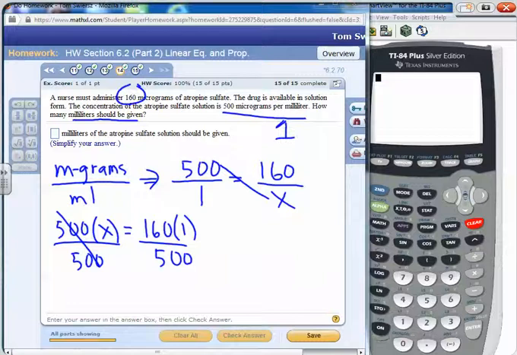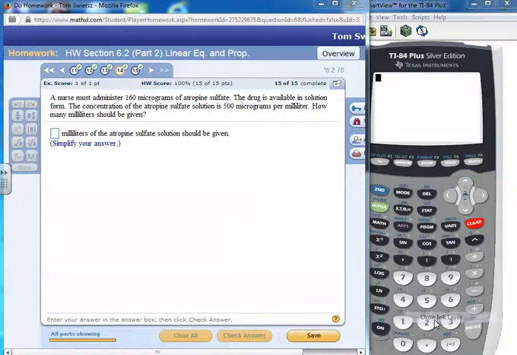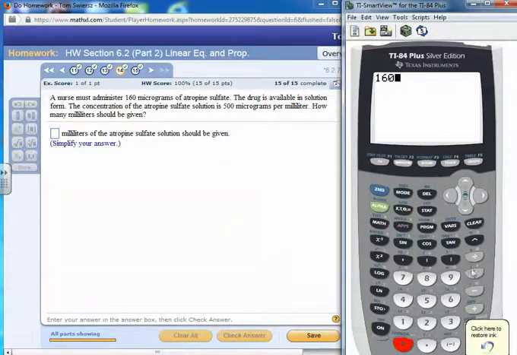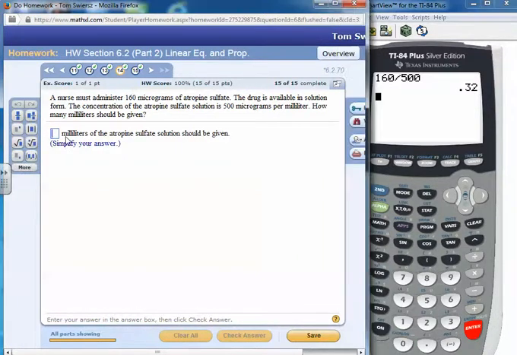And 500 divided by 500 is 1. 1 times X is just X. 160 times 1 is 160 divided by 500. So we'll do that last step on our calculator. Take 160, divide by 500. And we get 0.32 milliliters. Whenever it doesn't have a round off or anything, just put in all the decimals.